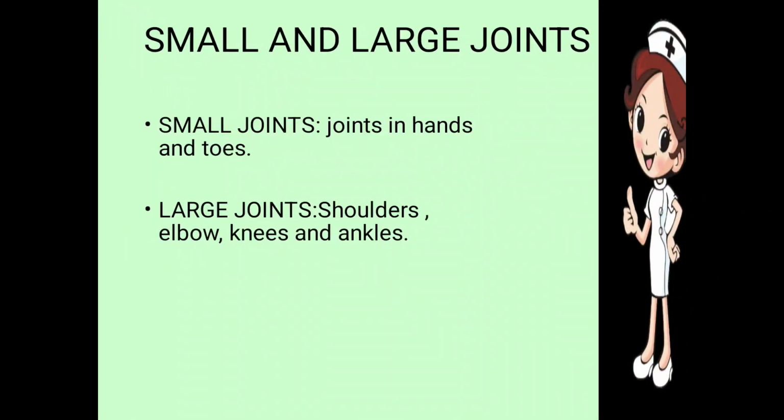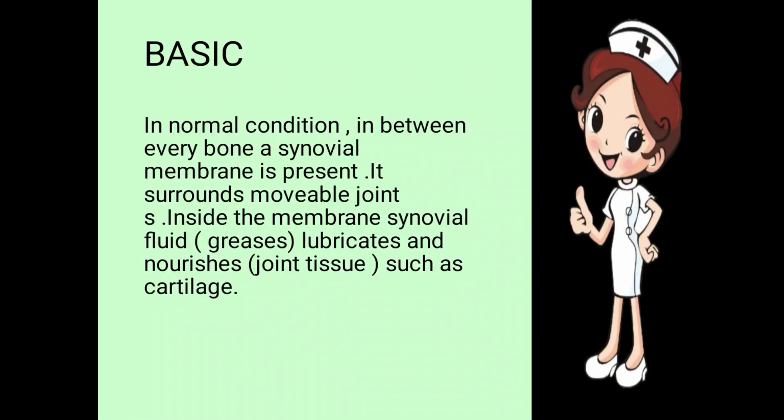Small and large joints. Small joints are present in our hands and toes. Large joints are present in the shoulders, elbows, knees and ankles. So all kinds of joints get affected by this disease, rheumatoid arthritis. Now, in the normal condition, in between every bone, a synovial membrane is present.